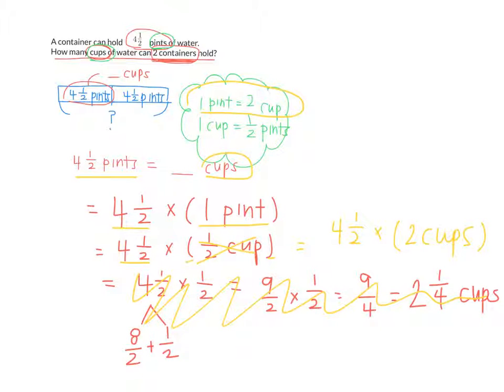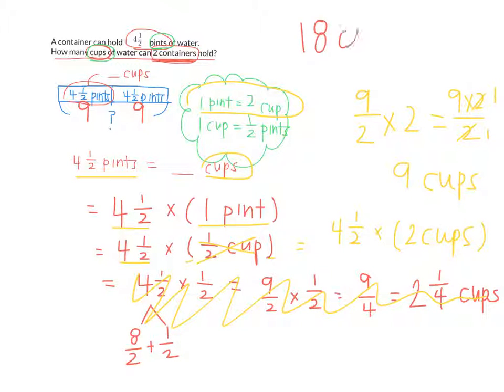So 4.5 times 2. Well, we still have to think about that as 9/2 times 2, which is 9 times 2 all over 2. 1 and 1, right? Which is 9 cups. Is that my final answer? 9 cups? The question, let me go back and check. It says, how many cups of water can 2 containers hold? Yeah, good, 9 cups. Okay, so that means over here, this part is 9 cups, and this part is also 9 cups. So altogether, 2 containers can hold 18 cups of water.